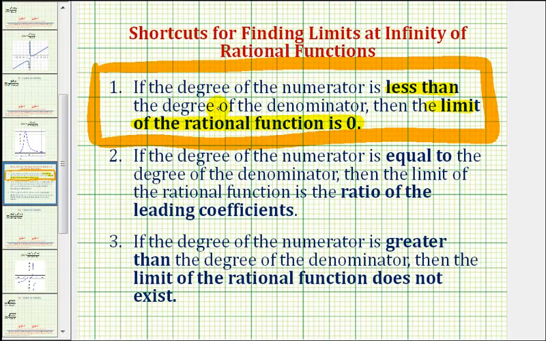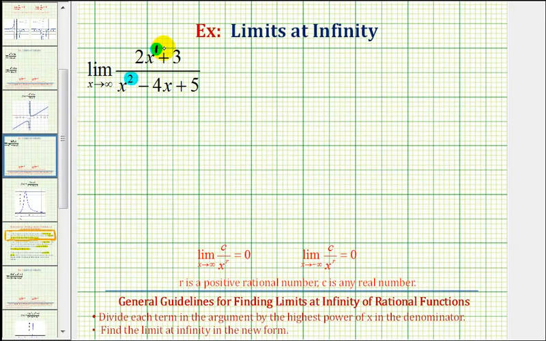But let's also review the other two possibilities. If the degree of the numerator is equal to the degree of the denominator, then the limit of the rational function is equal to the ratio of the leading coefficients. And if the degree of the numerator is greater than the degree of the denominator, then the limit of the rational function does not exist. So going back to our limit, because the degree of the numerator is less than the degree of the denominator, this limit is going to equal 0.